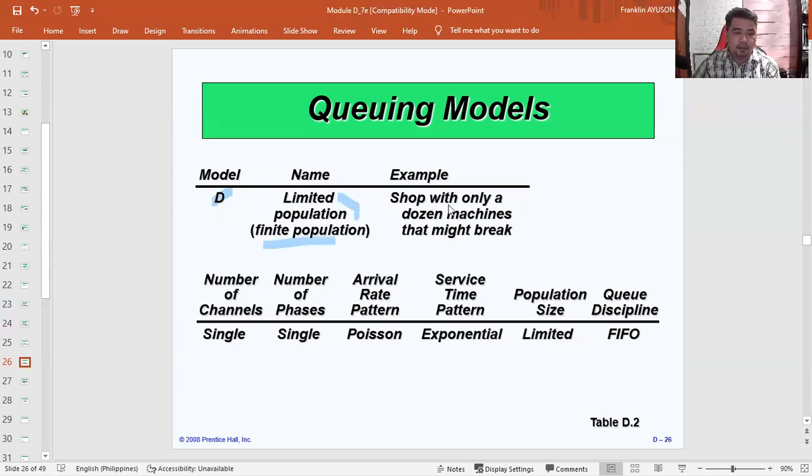And last model, Model D, you have the limited population, the finite population. Okay? Example, shops with a dozen of machine that breaks. O yan, marami na sirang makina. So number of channel single, number of phase single. Poisson again is our arrival rate. We will compute for that probability. Service time, again, this would be exponential. Population size is limited. And again, we're working with a FIFO discipline.